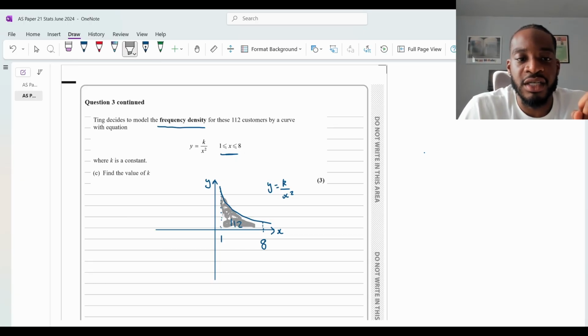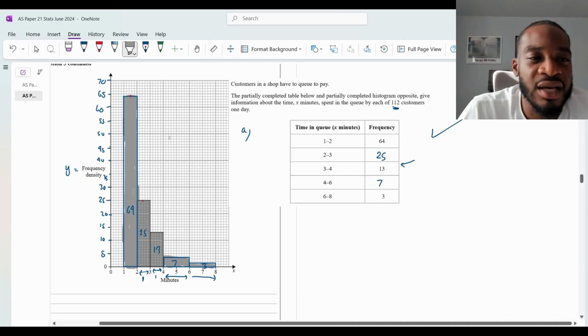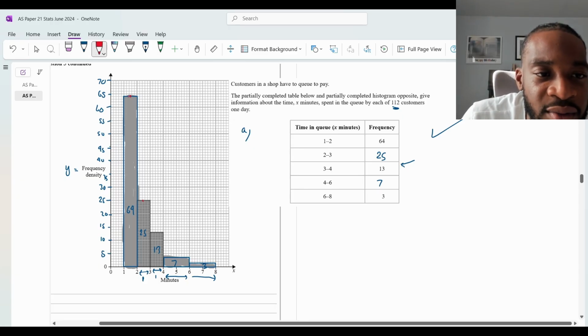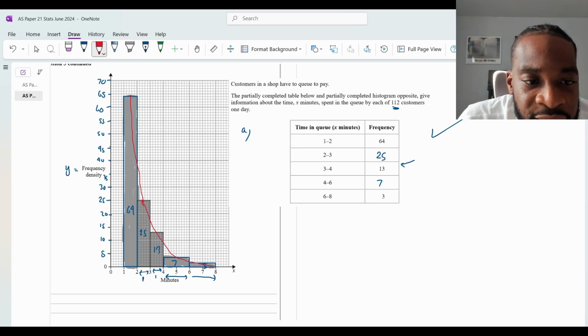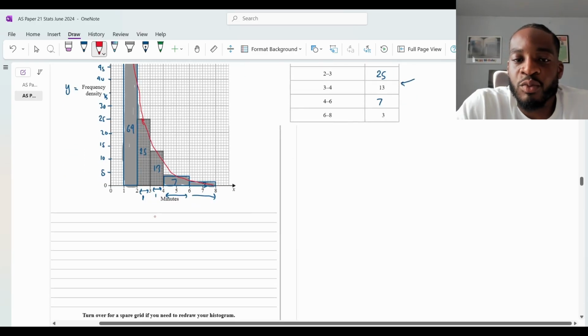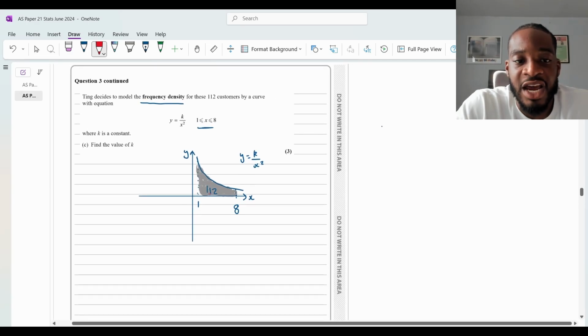Let's go back to the histogram very quickly, just so it makes even more sense. Let me highlight this here. So this is 112, and that makes sense because if you look at this histogram and model it with a curve, you'd probably start from the midpoints of each of these bars and draw a curve. As you can see here, that pretty much follows the graph of y equals k over x squared. So that is more justification that we definitely need to represent this as an area of 112.